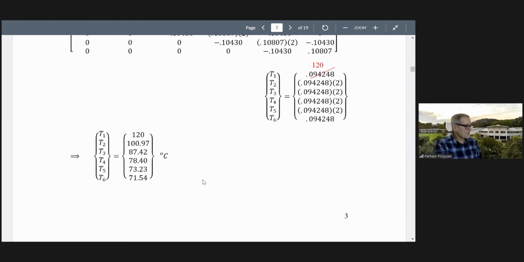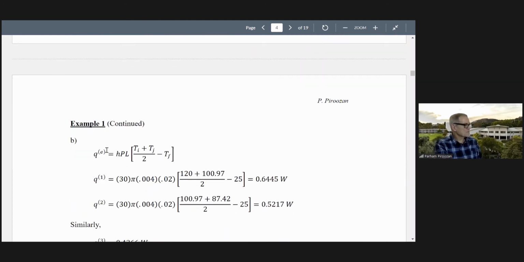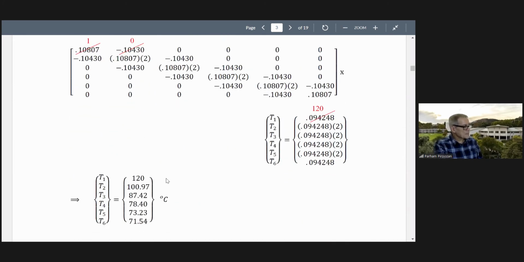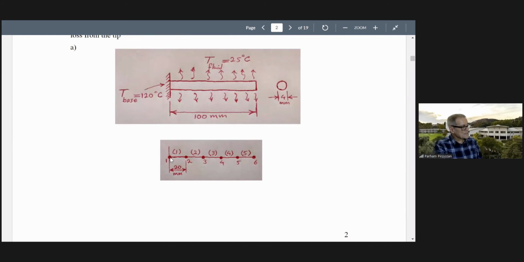That's the main task. Now the post-processing. We want to find the heat loss for 100 fins. We need to find it for each fin. But for each fin, since these temperatures are different along this fin, each of these elements has a different heat loss. Heat that will be dissipated, will be removed, is different for each element.